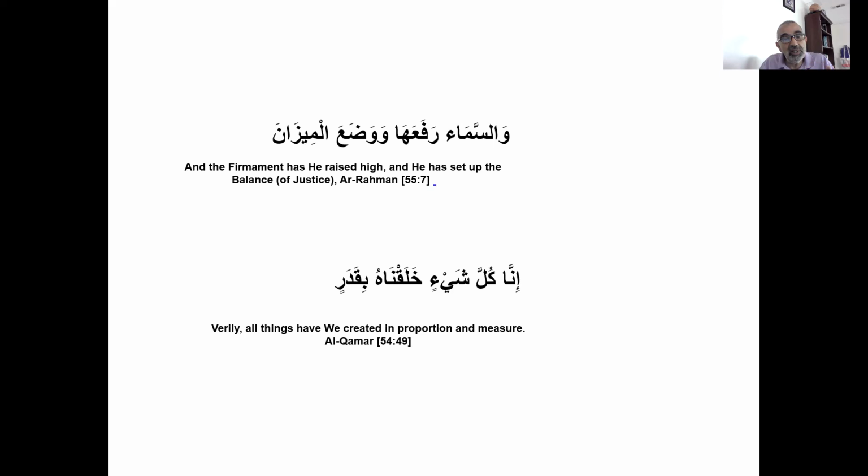The translation here is of justice, and as we talked about, that is, of course, one meaning, perhaps the main meaning, but another way to think about it is the very delicate balance of the physical structure that has allowed this universe to exist. And perhaps more directly to that point from Surah Al-Qamar, إِنَّ كُلَّ شَيْءٍ خَلَقْنَاهُ بِقَدَرٍ. Verily, all things we have created in proportion and measure. And when we talk about fine-tuning, we begin to understand just how precise this proportion and measure is.